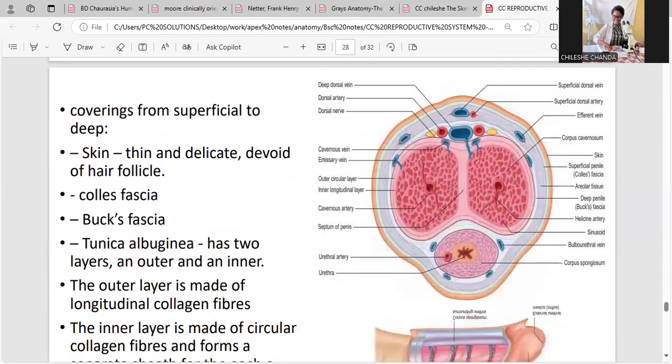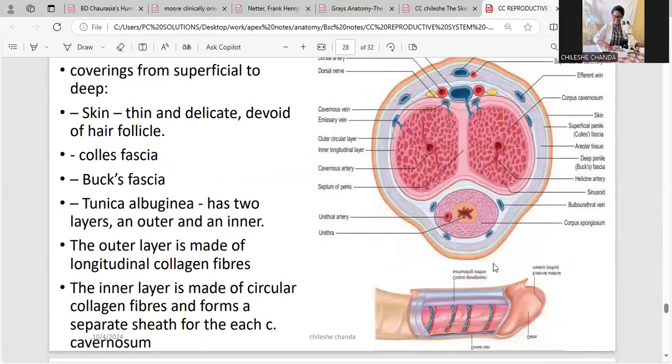Now if you cut this penis in transverse section, you cut it over here, and then you look at it from here going to the inside, this is what you're going to see. These are the layers of the penis. First of all, you're going to see the skin, obviously. Just internal to the skin, we have what is known as Colles fascia. This is connective tissue. Under there, we have Buck's fascia, and then we have the tunica albuginea.